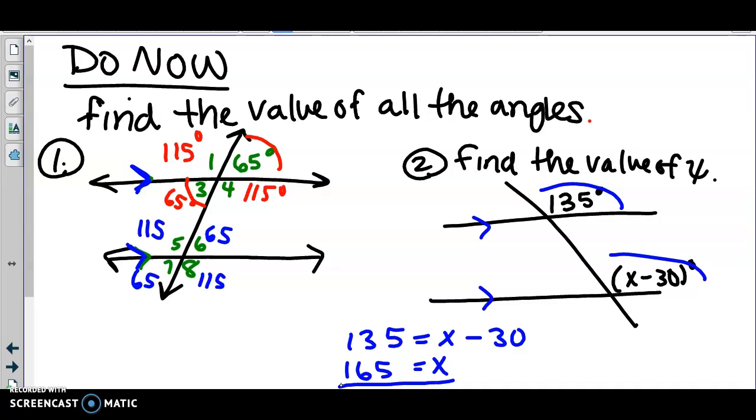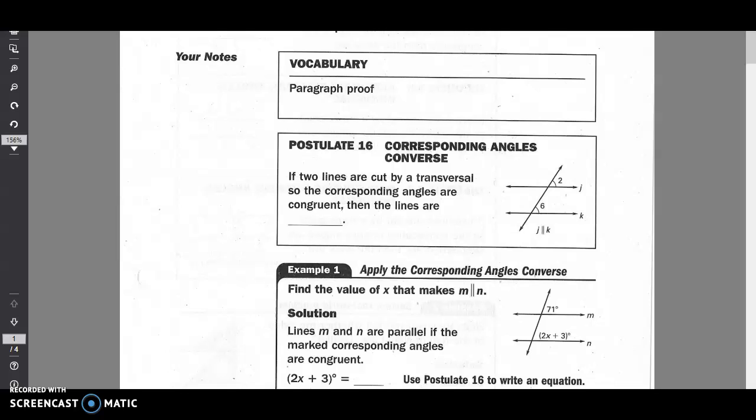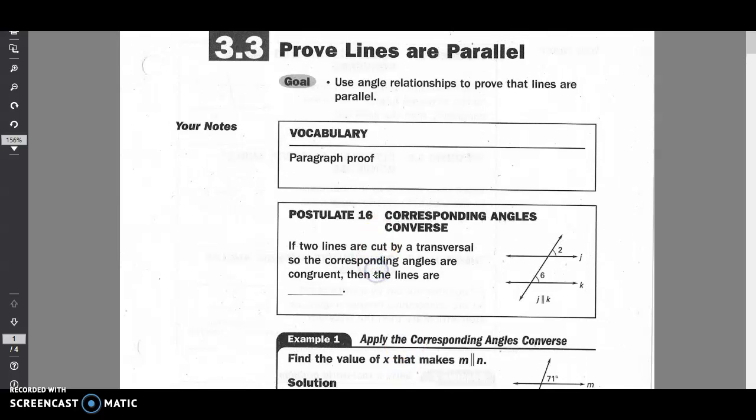All right, now let's move on to section 3.3. Proving lines are parallel. A lot of the same stuff. However, we are going to be talking about the converse of the four postulates that we dealt with in the previous two sections. So write down section 3.3, prove lines are parallel, and then take a minute and write down postulate 16. So corresponding angles converse.